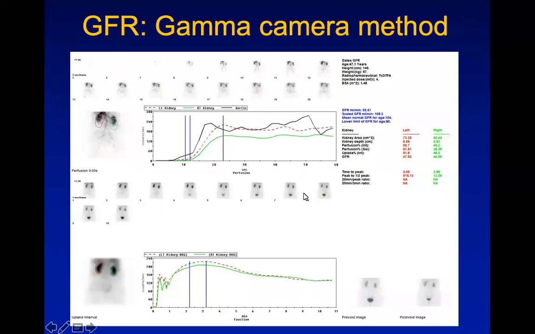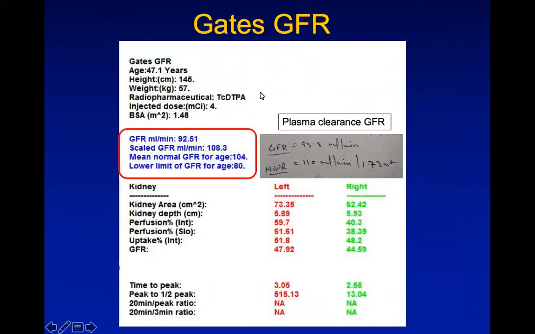We only do the same renal scintigraphy over 10 minutes and the computer calculates the GFR. Now in this particular patient, it says the GFR is 92.5. In the same patient, we have done a plasma clearance simultaneously, not in a different setting, in the same sitting, by taking plasma samples and by also doing the gamma camera method.